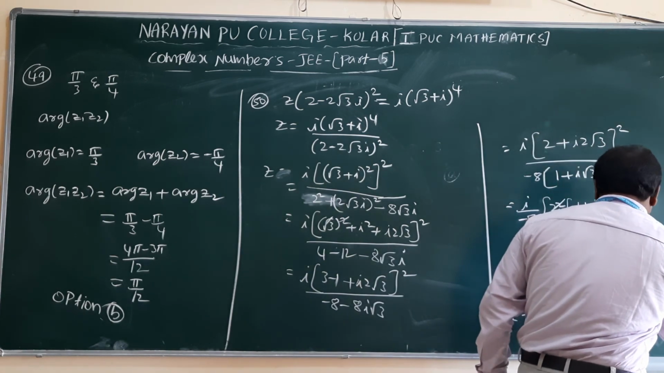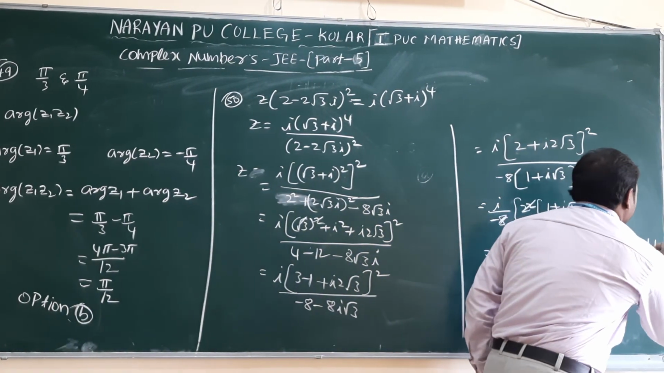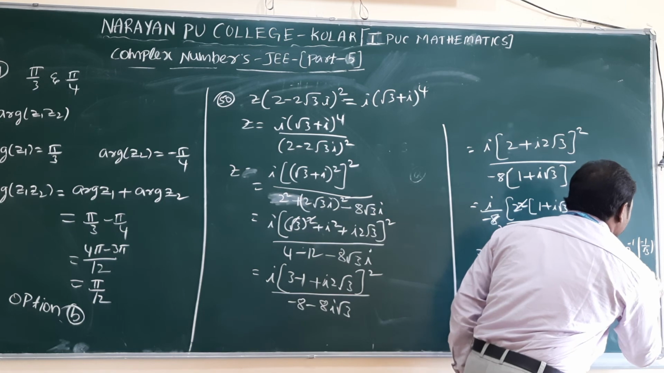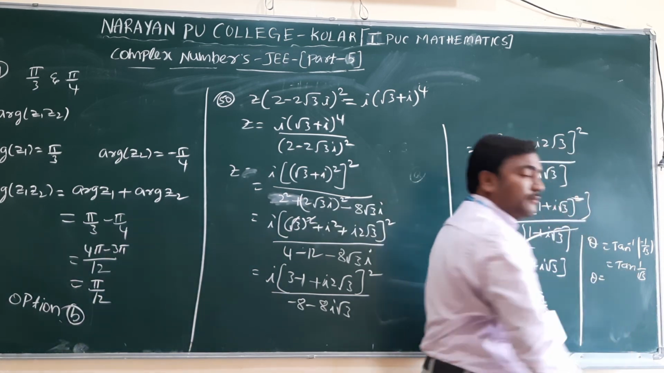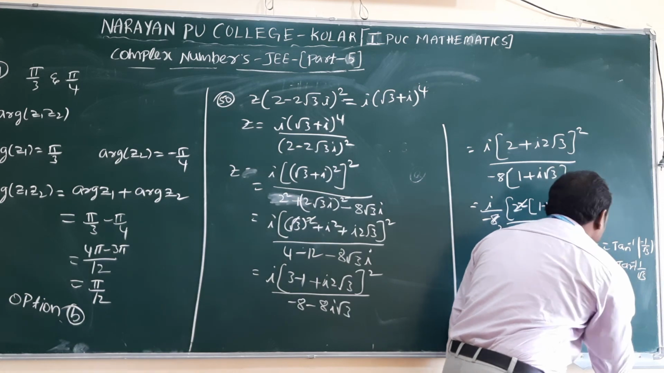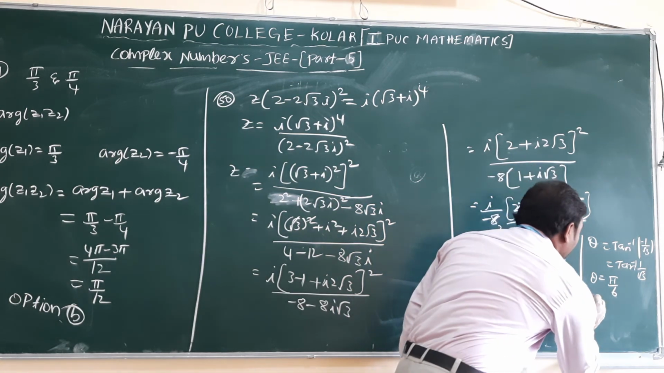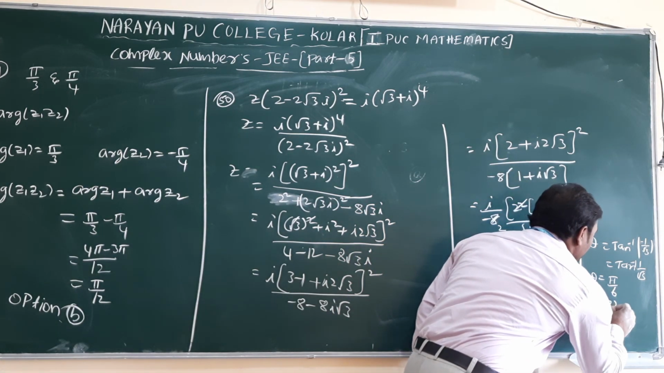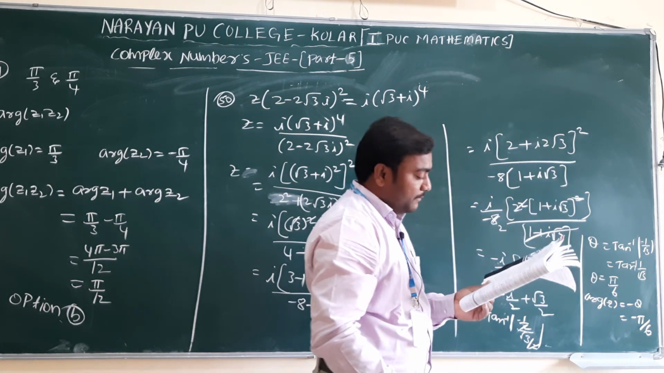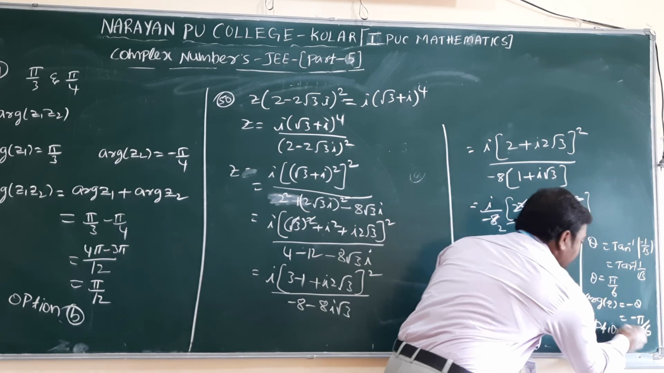Theta is tan inverse of 1 by root 3, so theta is tan inverse of tan of 1 by root 3, which gives pi by 6. But here, it is in the fourth quadrant, so the argument of z is equal to minus theta, that is minus pi by 6. Here option B is the correct option.